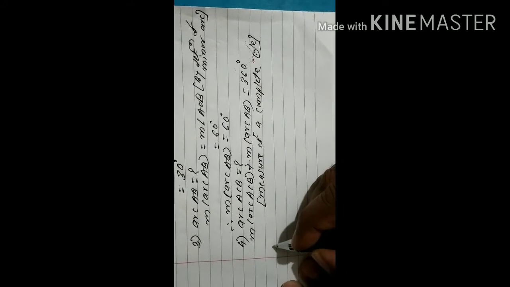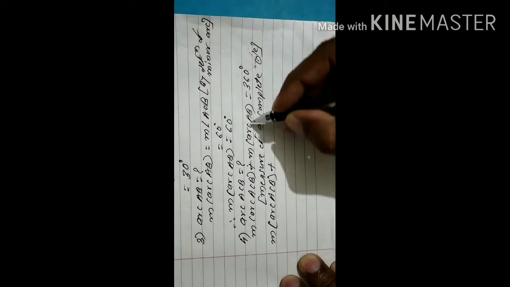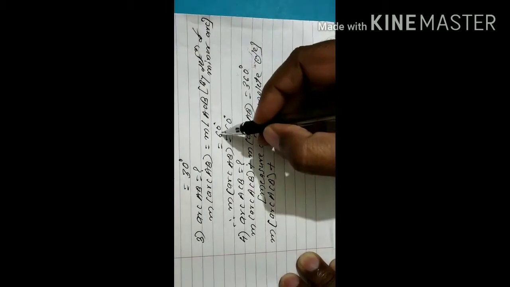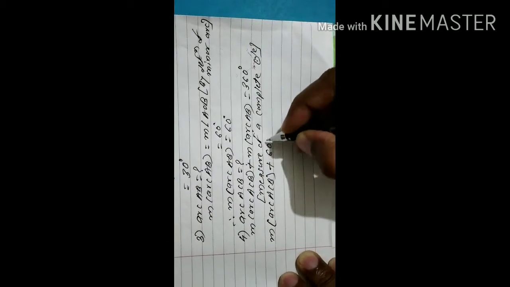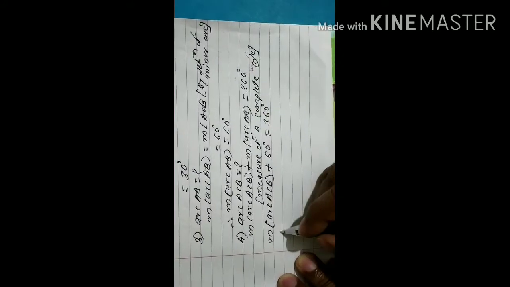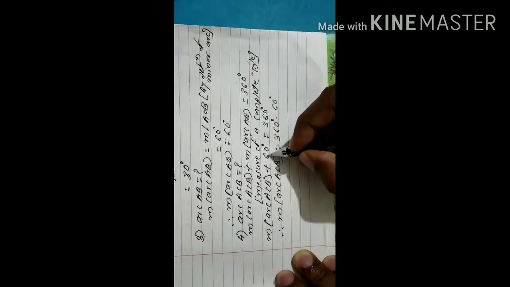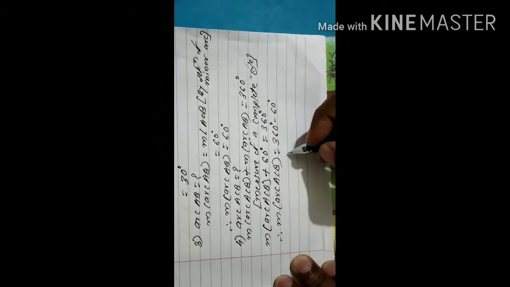Now, measure of arc ACB plus the measure of arc AB, which is 60 degrees from 3, is equal to 360 degrees. Therefore, measure of arc ACB is equal to 360 degrees minus 60 degrees. You transfer this 60 degrees to this side. This is equal to 300 degrees.